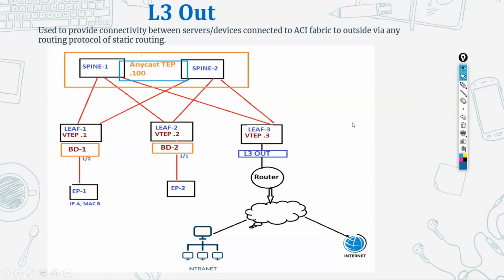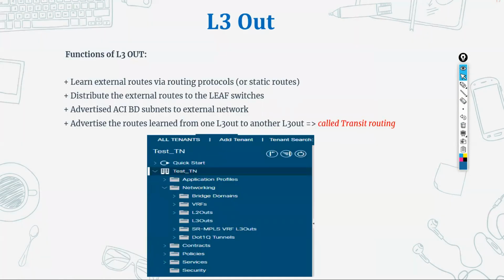Now let's move to the next slide. So we have the functions of Layer 3 Out. The basic functions are, first of all, that we learn the external routes. We connect the outside device to the ACI fabric, and we learn all those external routes via the L3 Out. This can be done via any routing protocol, as we discussed a few minutes back: we can use EIGRP, OSPF, or BGP. Also, we can use static routing.